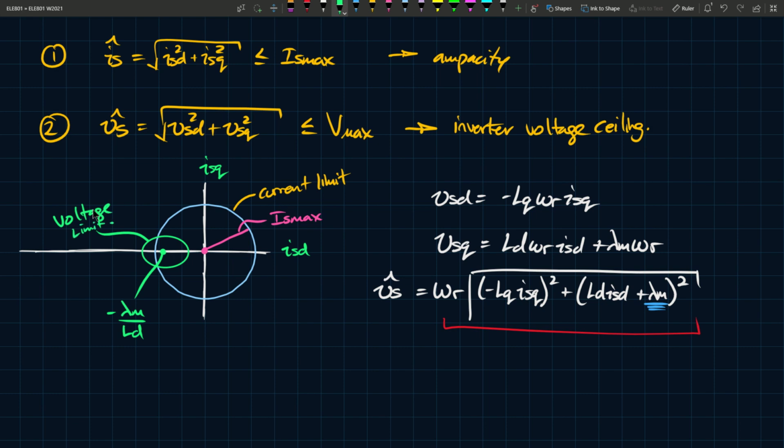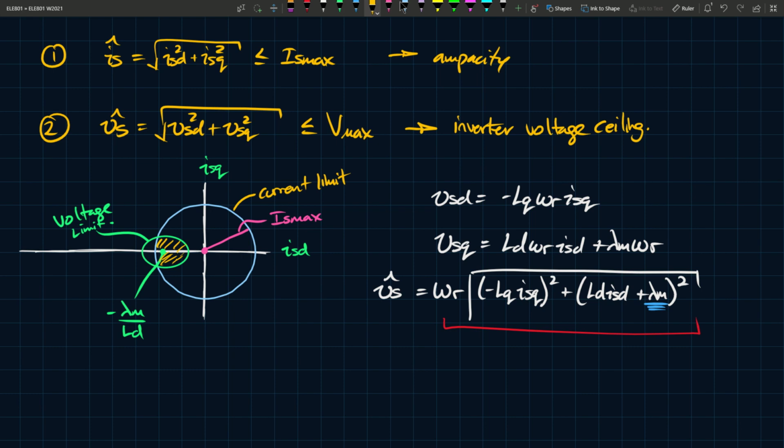Okay. What we then need to understand is that constraint 1, the current one, corresponds to the current limit circle, while constraint 2 is an ellipse. We call it the voltage limit ellipse, if you want to call it that. So the intersection of these two regions, the region that both of them bound, satisfies both constraints. And therefore, that's the permissible area for which ISD and ISQ can be chosen or picked, or whatever you want to say.